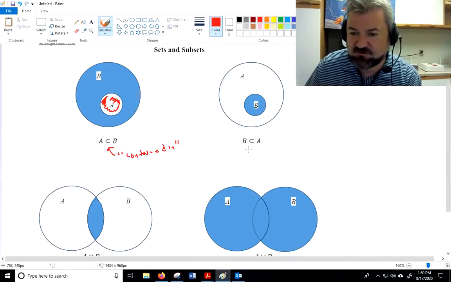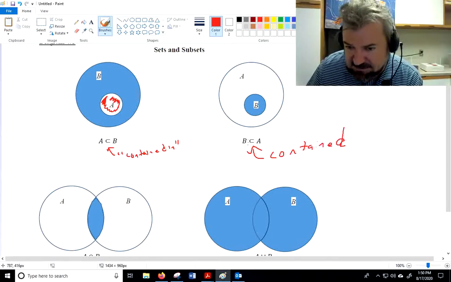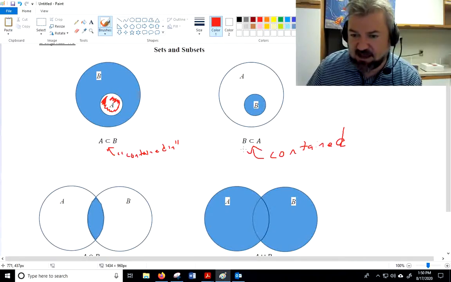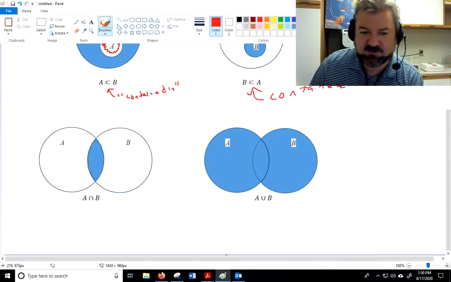Here, just to demonstrate, this is the opposite. Again, that symbol is contained, and that's why it's shaped like a C. It kind of looks like A or B is inserting into A, and it is read B contained in A.